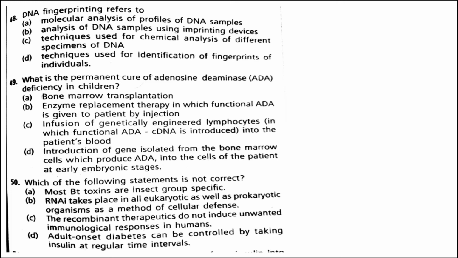Next, which of the following statement is not correct? Most Bt-toxins are insect group specific. B, RNAi takes place in all eukaryotic as well as prokaryotic organisms as a method of cellular defense. Next, C, the recombinant therapeutics do not induce unwanted immunological responses in humans. D, adult onset diabetes can be controlled by taking insulin at regular time intervals. And the answer is option B.